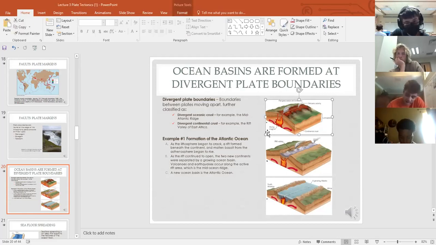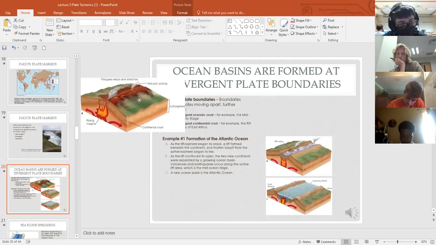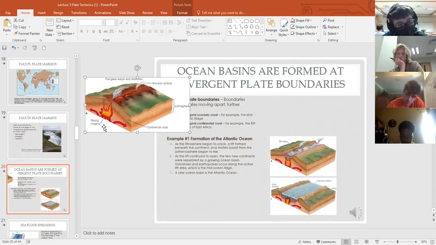This, taken from a textbook, is an early stage of a rift forming on land. Your mantle plume causes a volcanic seam. In this case, this is how they believe Pangaea, the single landmass, broke apart. This is currently occurring in Africa. Kilimanjaro would have formed this way.